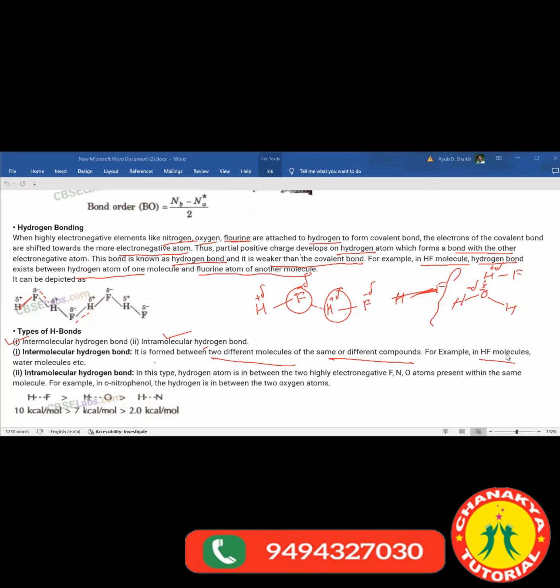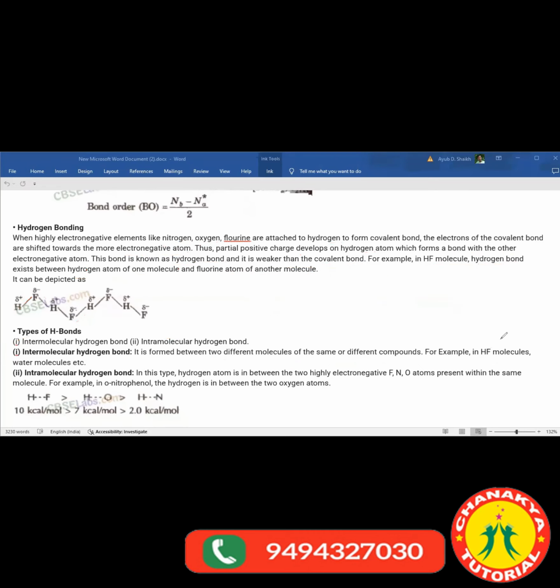Now, intramolecular hydrogen bond means within that molecule itself. See, this time, the hydrogen atom is in between two highly electronegative fluorine, nitrogen, oxygen atoms present within the same molecule. For example, in orthonitrophenol, the hydrogen is in between two oxygen atoms. Correct? Yes or no? Orthonitrophenol, hydrogen would be in between. Come on, tell me. What is the structure of orthonitrophenol?